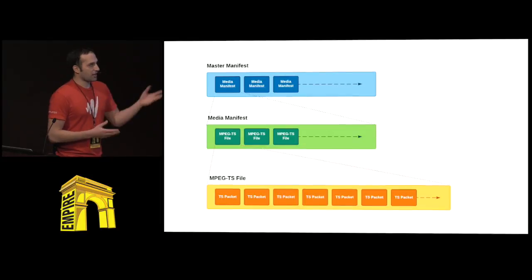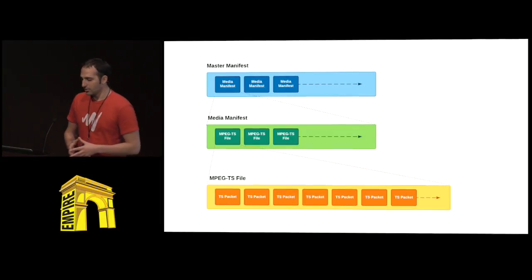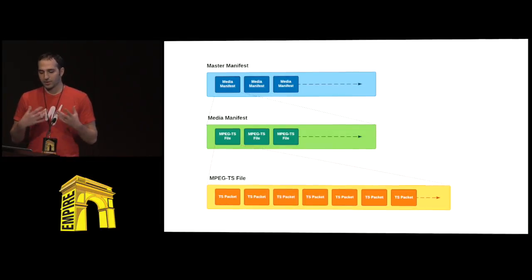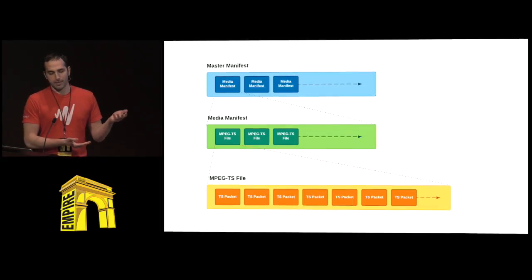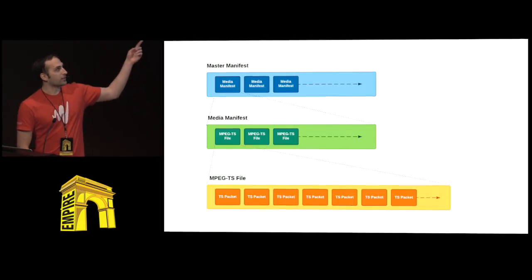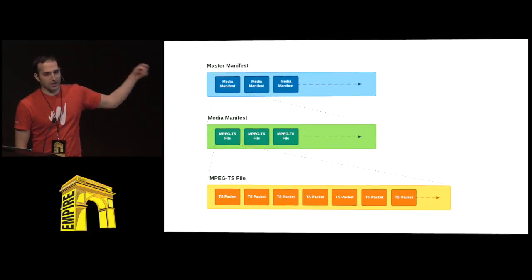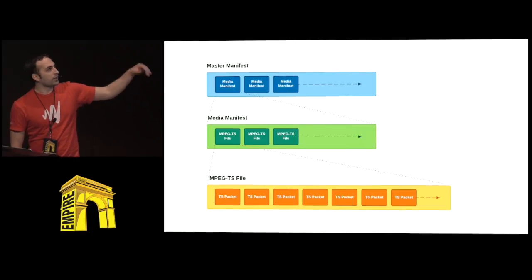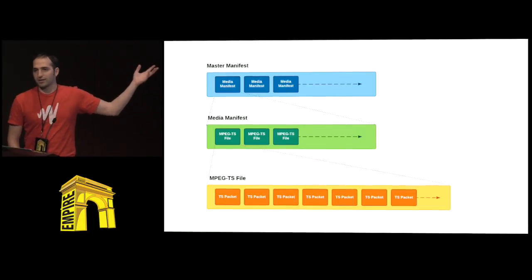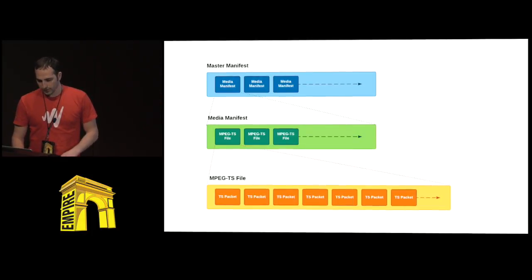Your browser doesn't just get MPEG TS files. When you want to load a movie, what you're actually giving it is a master manifest. The master manifest has a list of media manifests, and the media manifest has a list of TS files. And these are all URLs, right? So the master manifest is just a text file, and so is the media manifest, whereas the MPEG TS is a binary file.